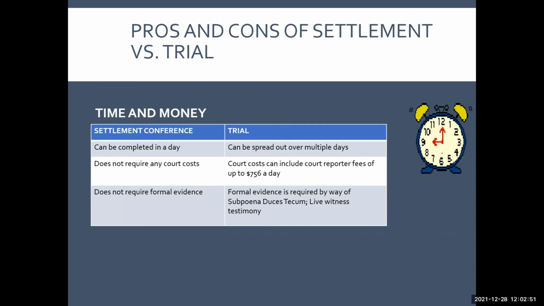While your settlement conference does not require any formal evidence, your trial will require you to obtain formal evidence. You'll not be able to pull your documents out of your file cabinet to introduce them at time of trial unless the other party agrees. In order to obtain formal evidence, you may wish to do subpoena duces tecums or subpoena your live witnesses. Not only is this a complicated process, but it can be very costly.